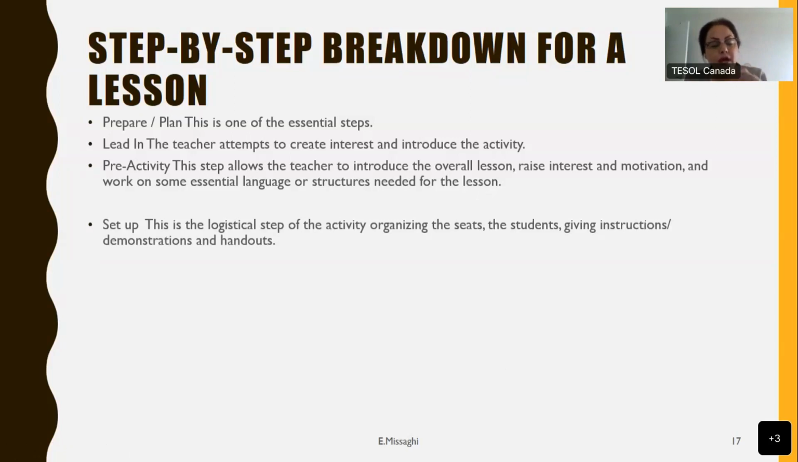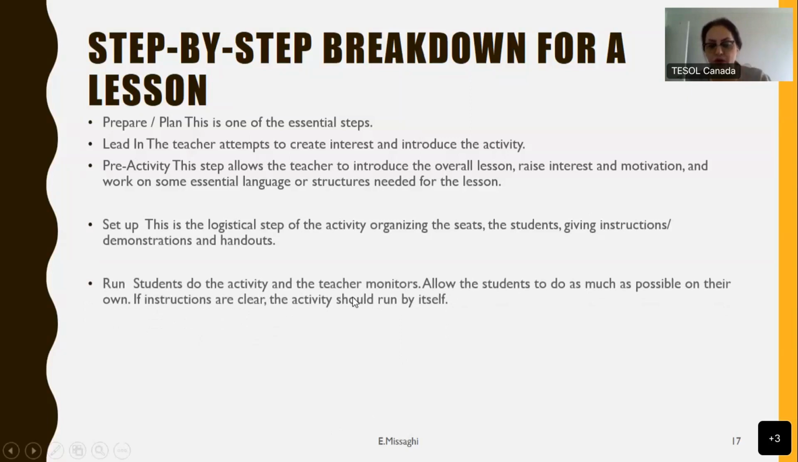But I emphasize keywords and key structures, not everything, because we need to leave some part to the students to guess. It's a challenge for them. They need a challenge, working on their critical thinking. Let them think. Let them find. Let them try. So we pre-teach the keywords. Then we start to introduce the lesson in logical steps.